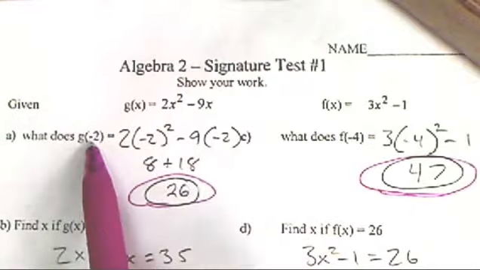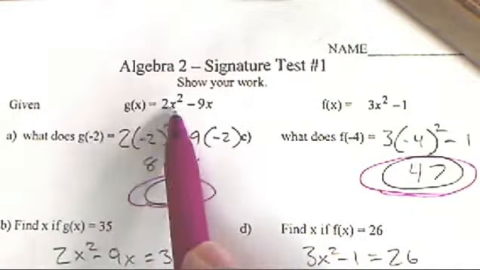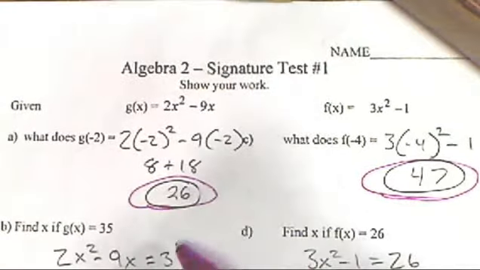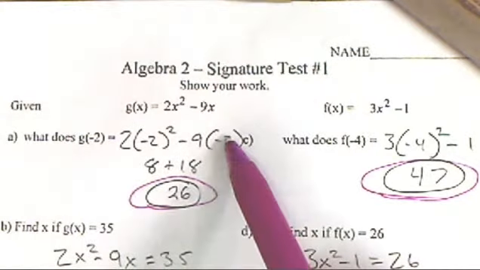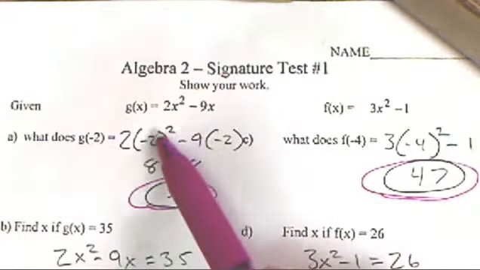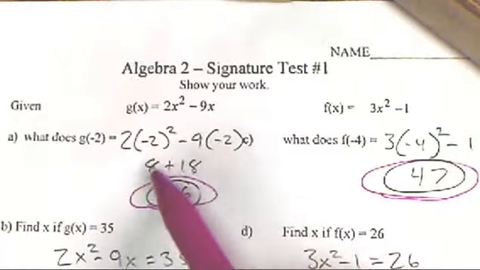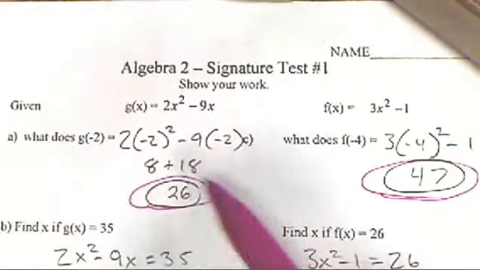G of -2 means you're plugging in -2 for the x's, and then you just simplify. So you substitute them in. Of course, that's 4 times 2 is 8. Negative times negative is positive.